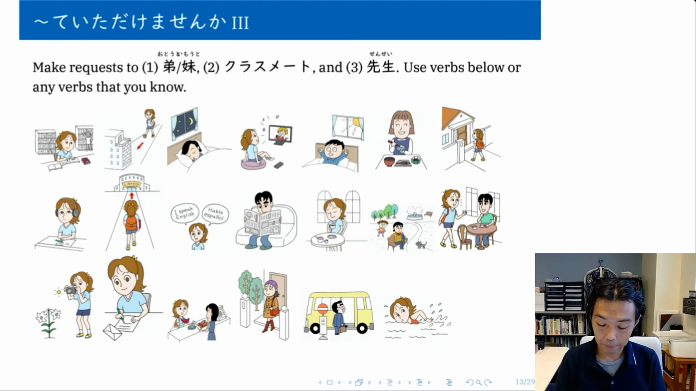How about this one? So let's start with 弟 now. How do you ask this? 読んでくれない? If it's classmate, 読んでくれませんか? If it's teacher, 読んでいただけませんか? Okay, very simple and straightforward.